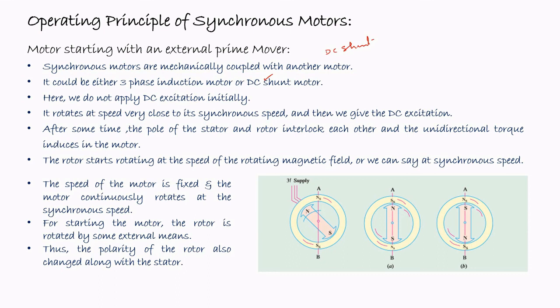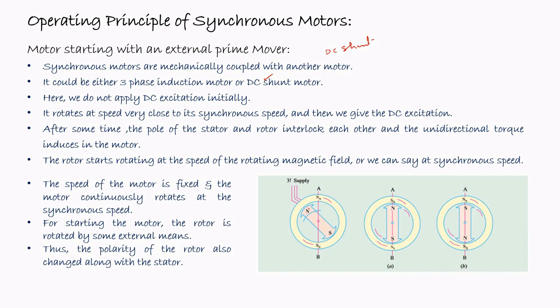We can explain it again. The three-phase AC supply is given to the stator winding. A rotating magnetic field is produced. Now the rotor is coupled with some prime mover, normally the DC shunt motor, and the DC shunt motor will make this rotor rotate at a synchronous speed in the same direction as that of the rotating magnetic field.